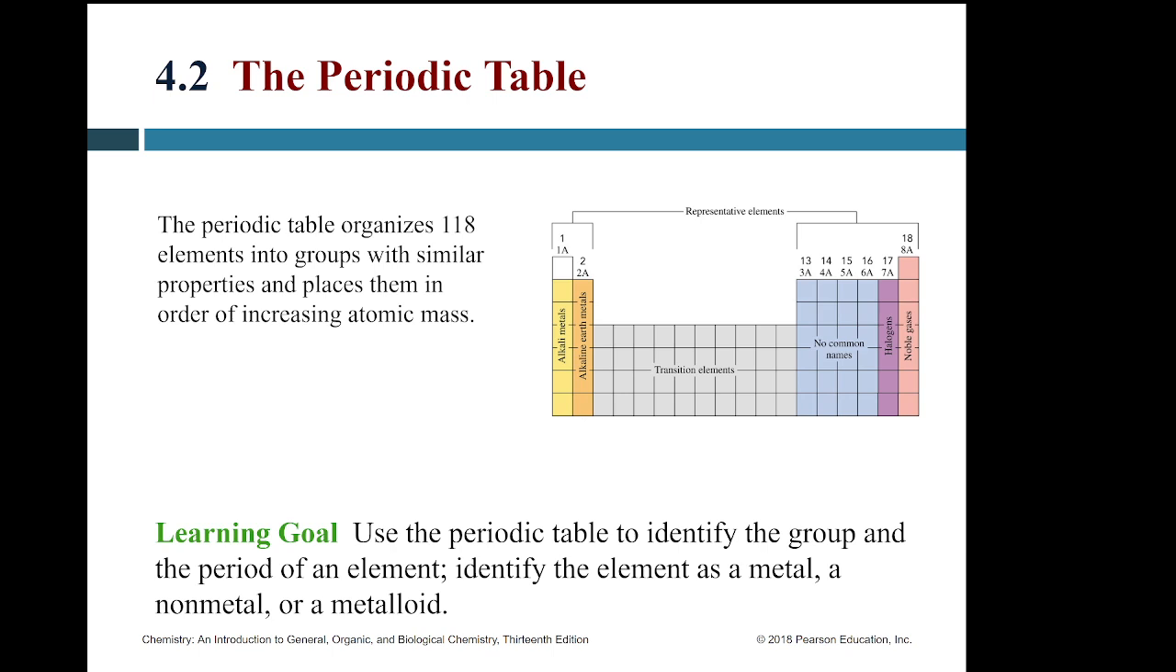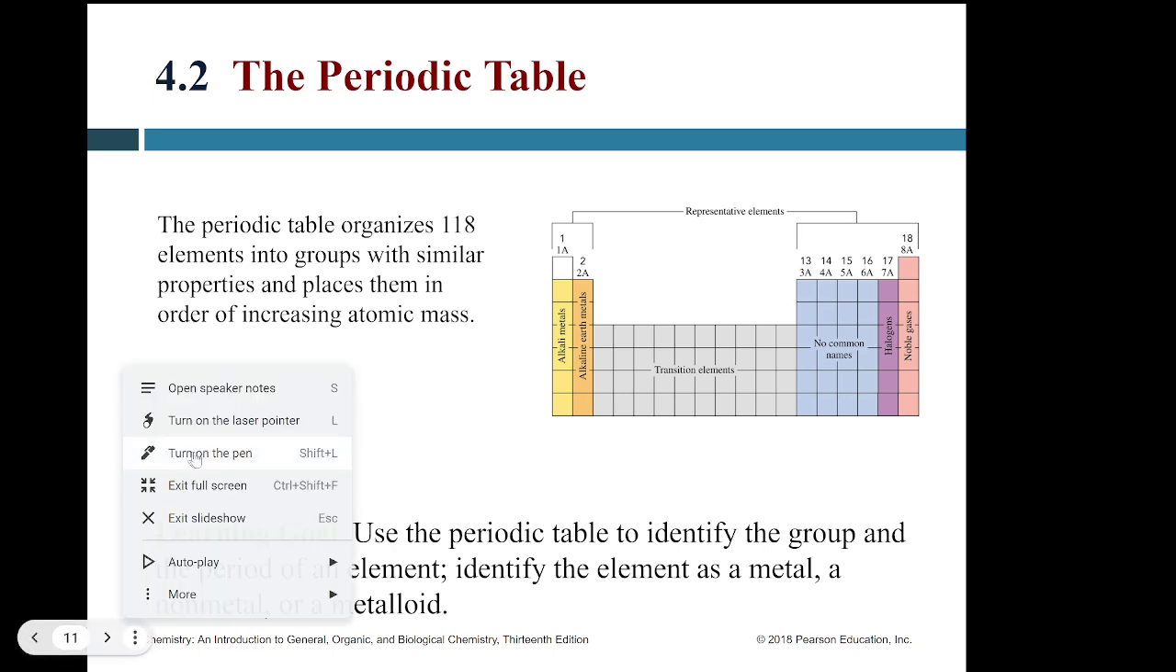This right here is the periodic table. And so again, the periodic table is going to organize the 118 elements at the time of this publication into groups with similar properties and places them in order of increasing atomic mass. That's not actually correct in the modern periodic table. It's actually increasing atomic number, meaning the number of protons, which we'll talk a bit more about in a bit.